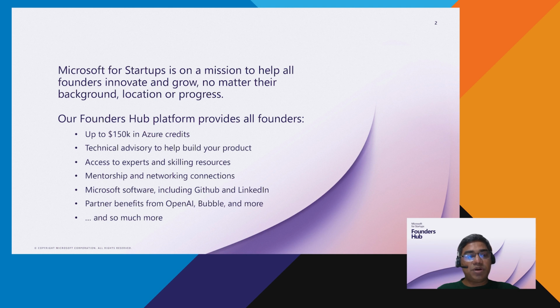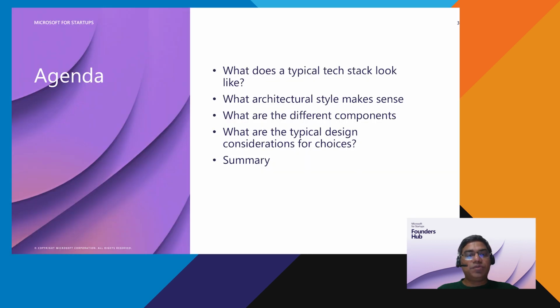So with that, I will move on to the next slide where I'll talk a little bit about the flow of the talk. Here I'm going to give a little idea of what the talk would do. What would the typical tech stack look like? What kind of architectural styles make sense, especially for early stage startups? What are the different components, and what are the typical design choice considerations for those so that you can choose a good stack?